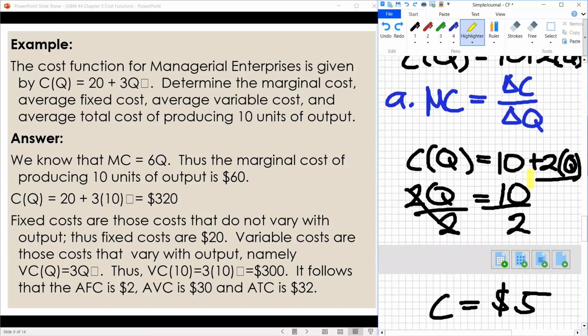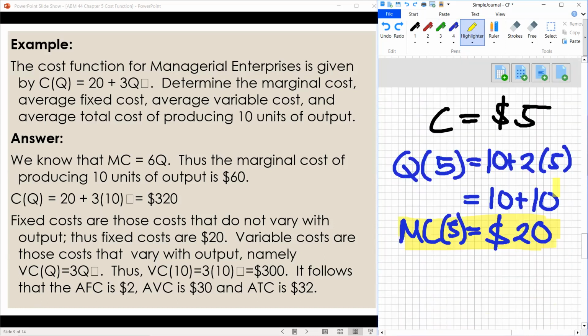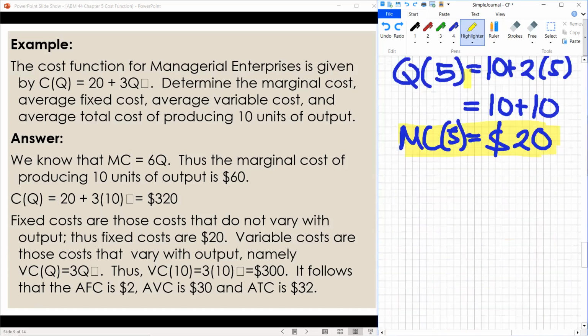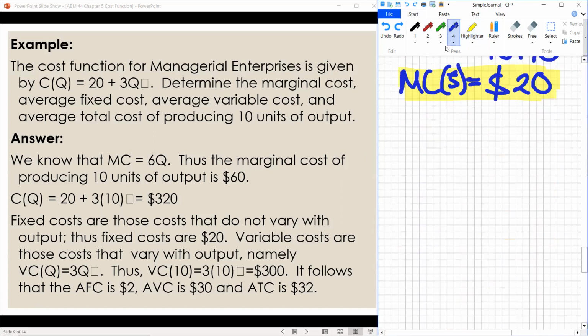So again, marginal cost is percent change in quantity over Q. So that is 10 plus 2 times 5, which is the cost we solved earlier. So 10 plus 10 is equal to $20. So let's try to solve the other given.